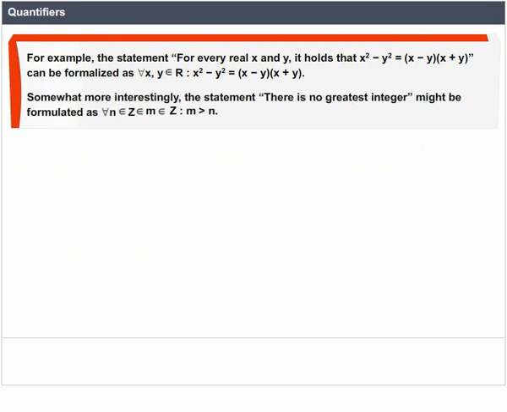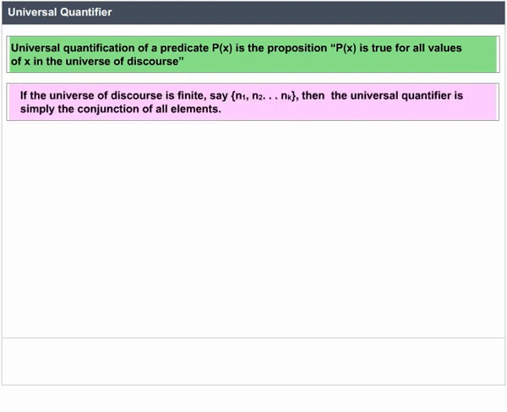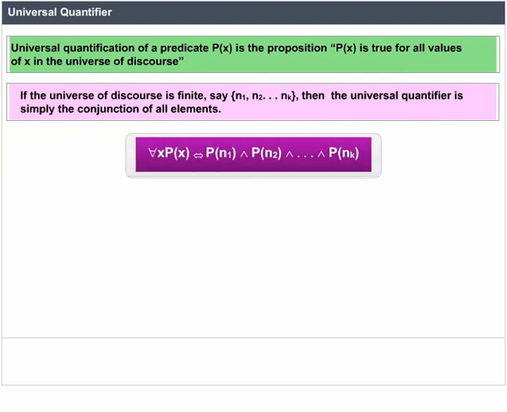Somewhat more interestingly, the statement there is no greatest integer might be formulated as for every n belonging to Z there exists m belonging to Z, m greater than n. Universal quantifiers. Universal quantification of a predicate P(x) is the proposition P(x) is true for all values of x in the universe of discourse. If the universe of discourse is finite, say n1, n2, ..., nk, then the universal quantifier is simply the conjunction of all elements: for every x, P(x) if and only if P(n1) and P(n2) and ... and P(nk).